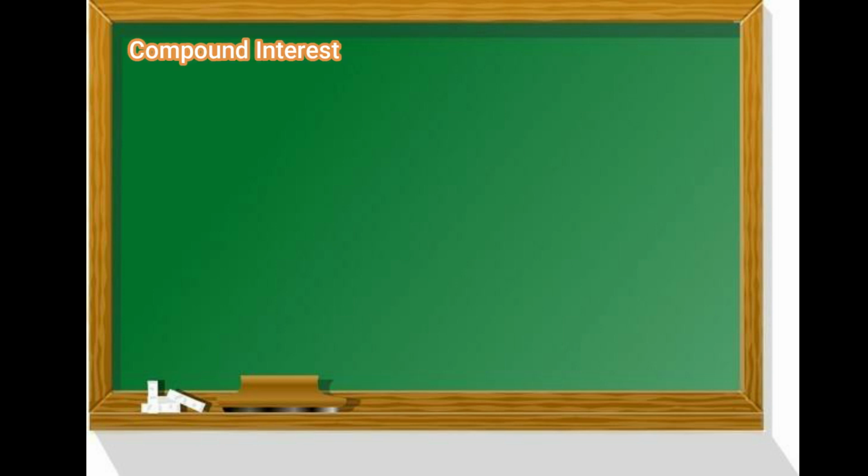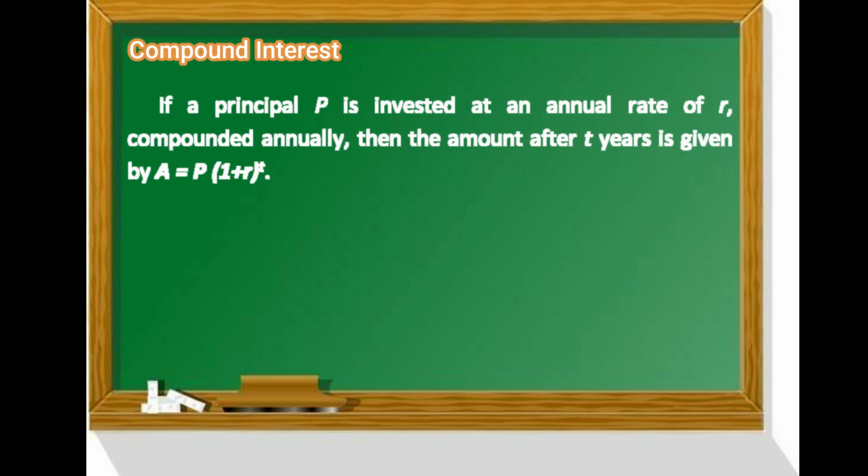And lastly, compound interest is an interest that is computed on the principal and also on the accumulated past interest. If a principal P is invested at an annual rate of R compounded annually, then the amount after t years is given by A is equal to P times 1 plus R raised to t.